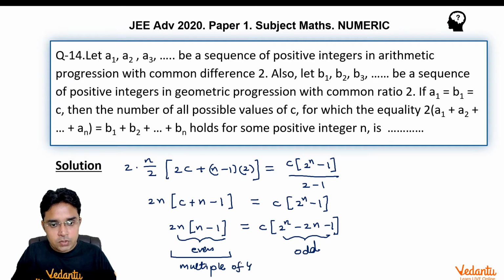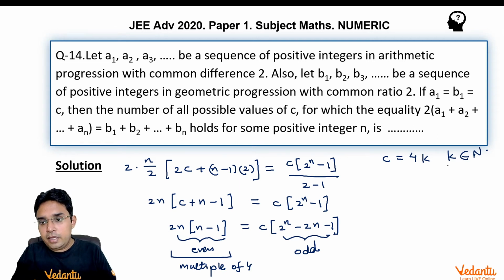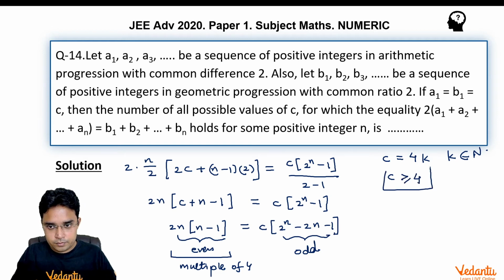So we can now say that because the left hand side is equal to the right hand side, and on the right hand side we have c into an odd number, this c has to be a multiple of 4, c equal to 4k, where k will be any natural number, because we are given that all these numbers a1, a2, a3, b1, b2, b3 are positive integers. So this will be starting from 4. So c has to be greater than or equal to 4. So this is one part of this question.